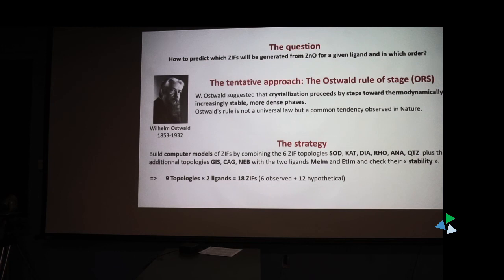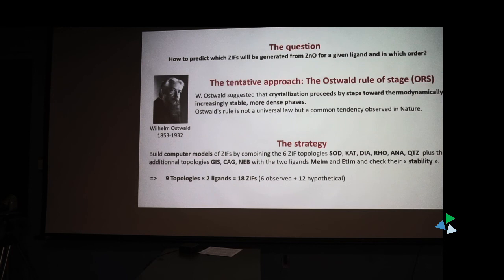So we decided to build computer models of ZIFs, by combining the six topologies that we have seen in the previous slide, okay, these six, and we include also three more topologies, GIS, CAG, and NEB, and we combine these nine topologies with the two ligands, so the methyl imidazole and the ethyl imidazole, and check their stability.